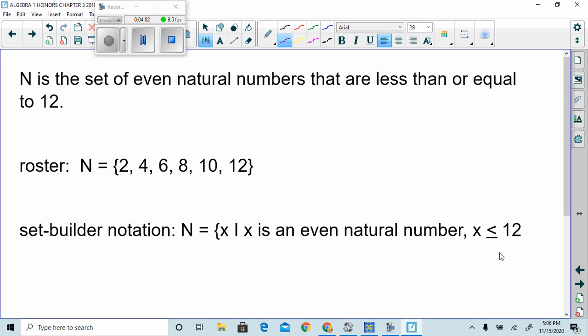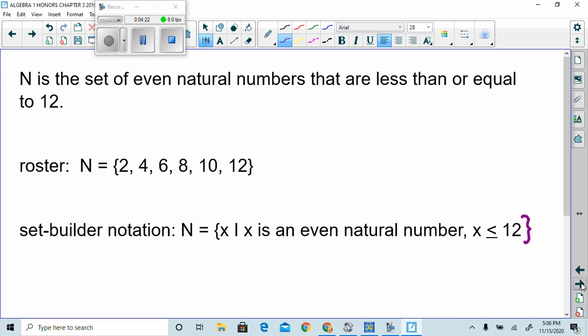Set builder notation. Now again, the name of this set is N, and then we choose a variable since it's not given to us, x such that x is an even natural number, and x is less than or equal to 12. And there you have your set builder notation.